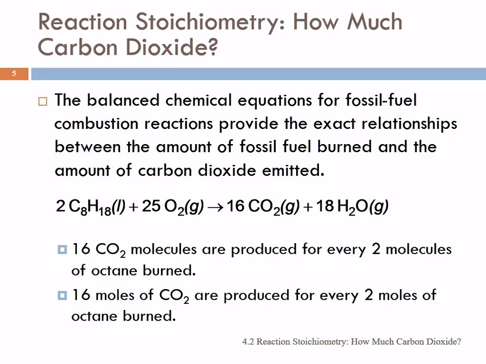How could we figure out how much carbon dioxide is coming from the combustion of fossil fuels? The chemical reaction can help us do this. The chemical reaction gives us the exact relationship in terms of molecules. 2 molecules of octane are going to produce 16 molecules of carbon dioxide. These are exact relationships. We can also express this in terms of moles. 2 moles of octane are going to produce 16 moles of carbon dioxide. We just multiplied everything by Avogadro's number.